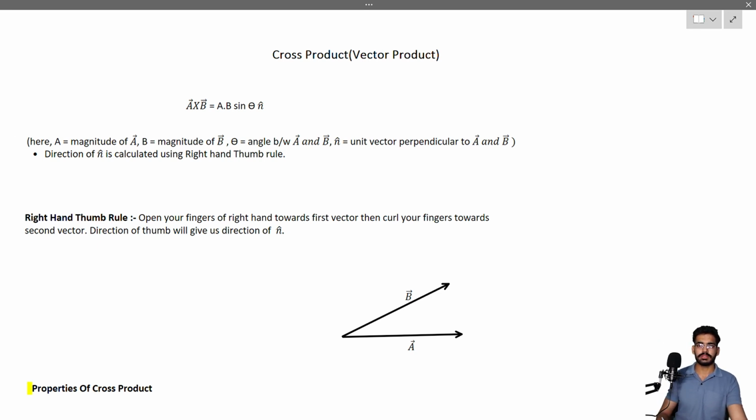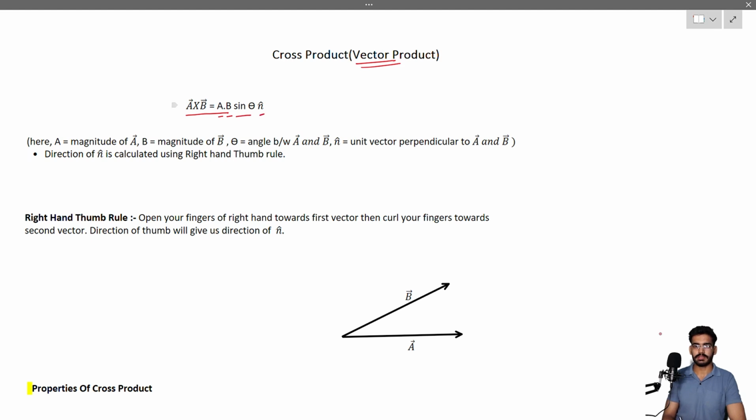This is also known as vector product, because the resultant when we do cross product of two vectors, the answer which we get is in vector form only. So this is a vector product. Okay. So when you do cross product of A cross B, you get magnitude of A into magnitude of B into sine theta into n cap.